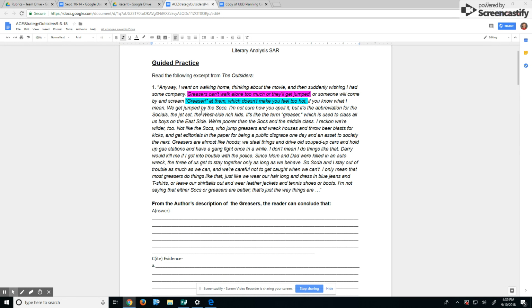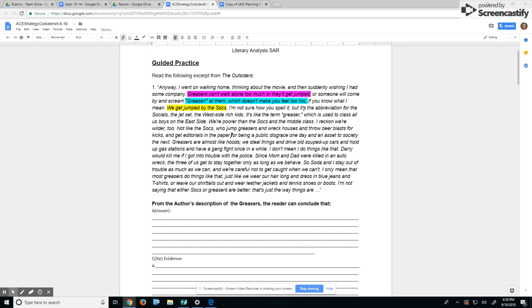"We get jumped by the socials." I'm not sure how you spell it, but it's the abbreviation for the socials, the jet set, the West Side rich kids. So they get jumped. They get picked on by the socials. It sounds like they're under the pecking order of the socials. So we'll go ahead and highlight that.